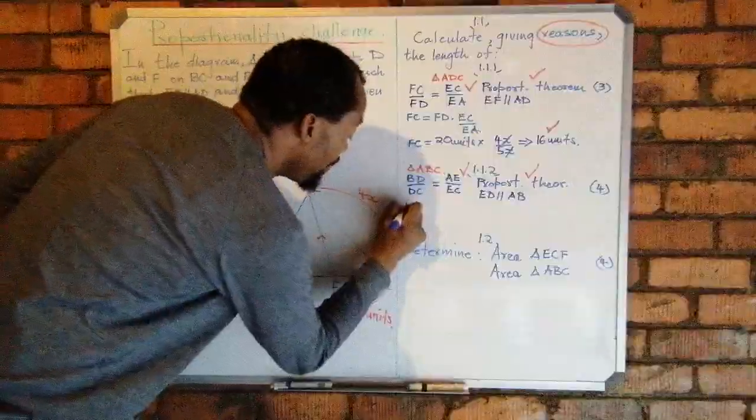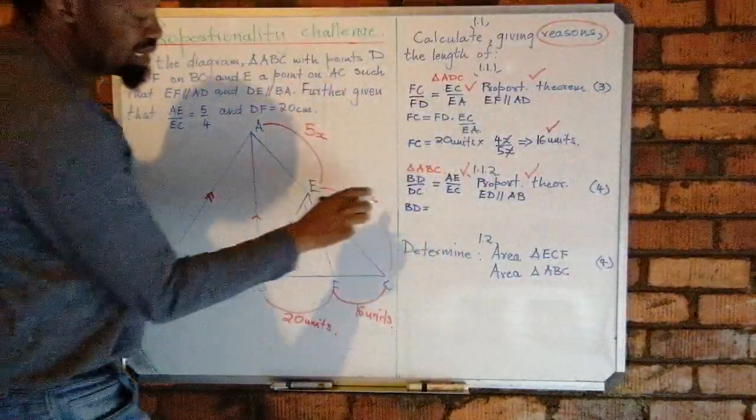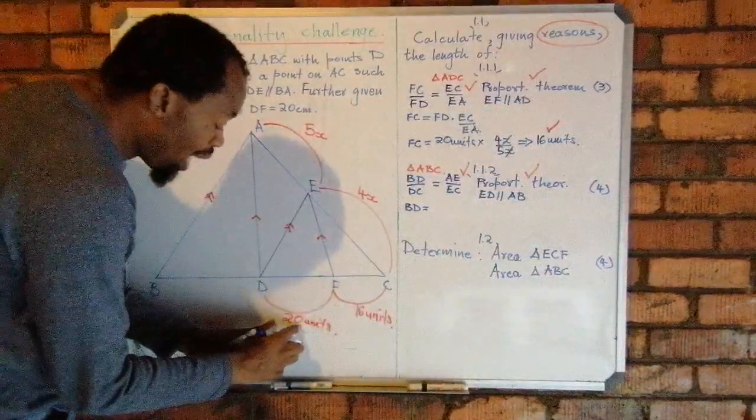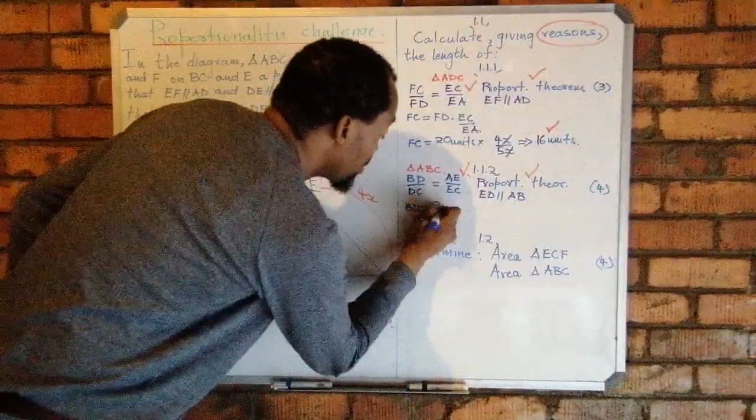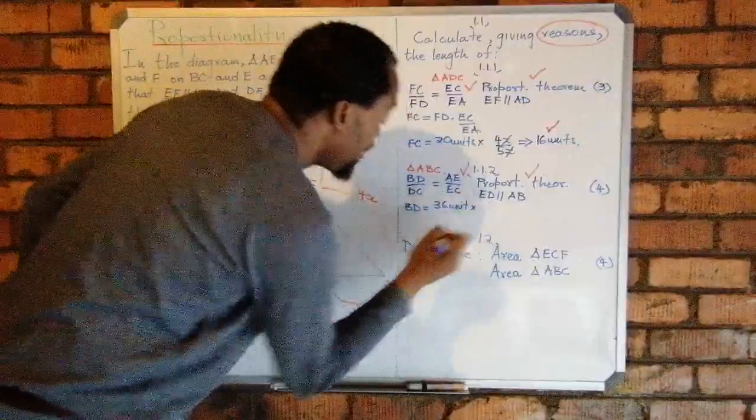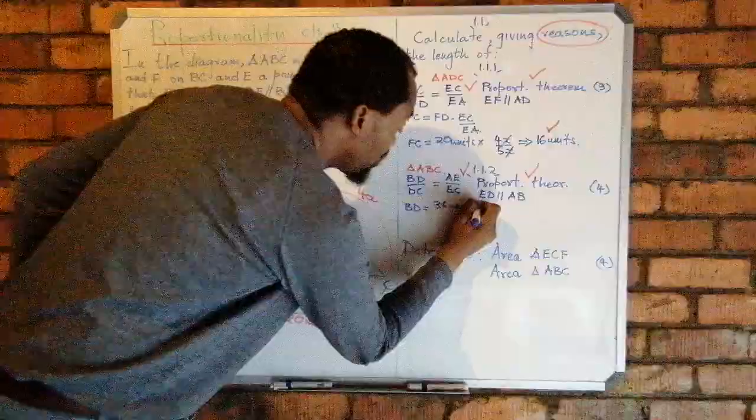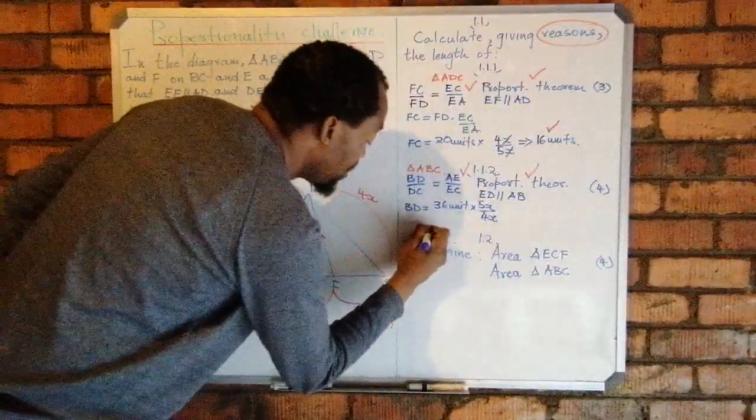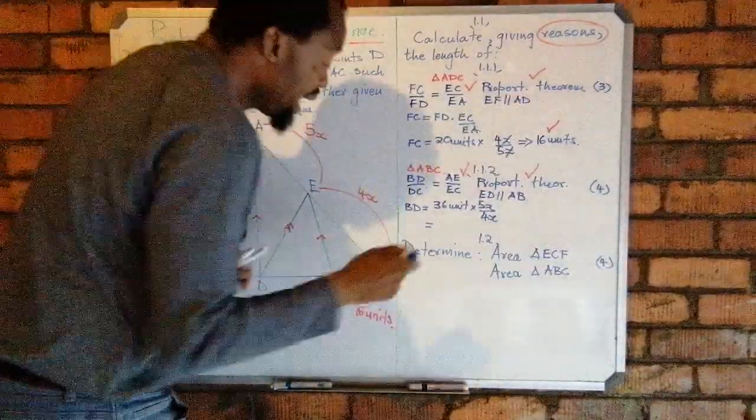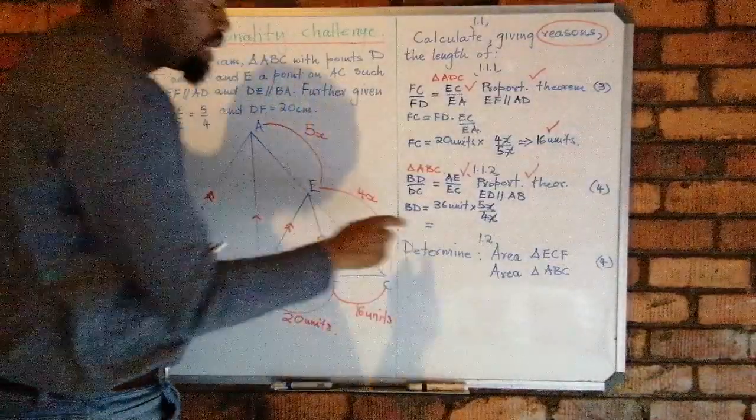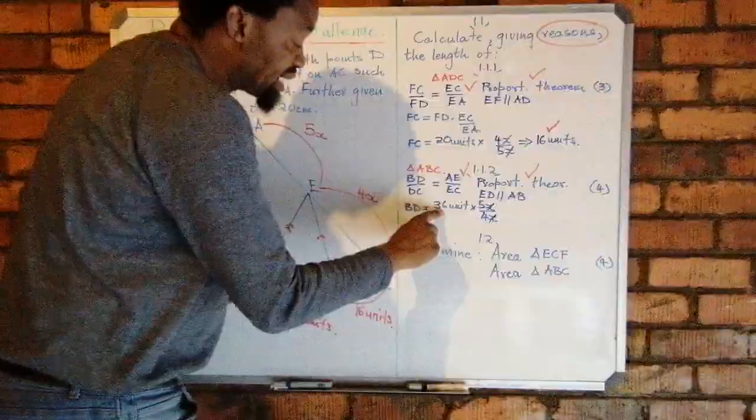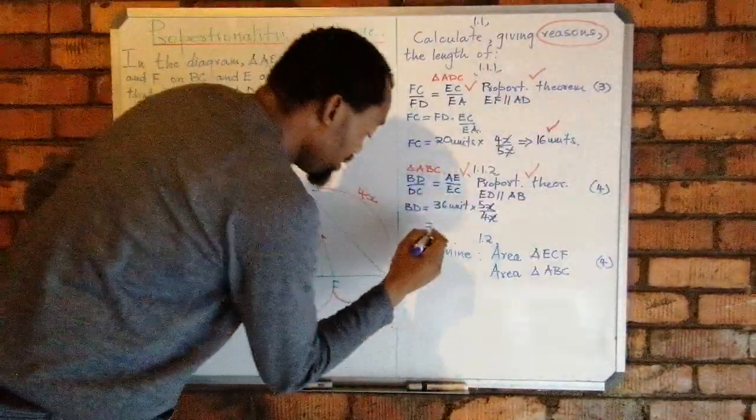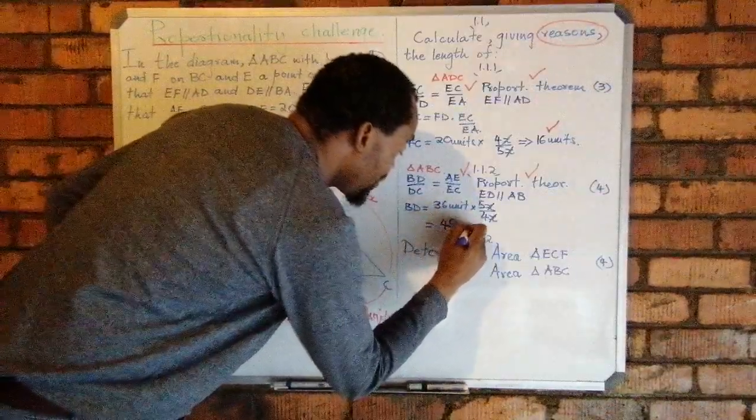Then I now make BD the subject of the formula and substitute. Remember, I'm going to multiply this by that. And DC is 20 units plus 16 units, which is equal to 36 units, multiplied by AE, which is 5x, divided by EC, which is 4x. Now, I simplify that. x will cancel x there. Now, how many 4s are in 36? I have 9 4s in 36. 9 multiplied by 5 is going to be 45 units.